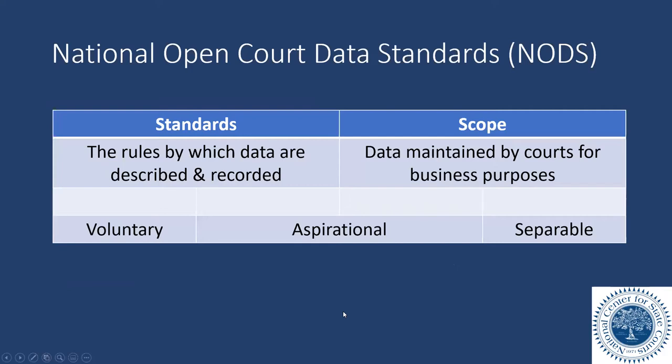So when we're talking about standards, we're talking about the rules by which data are described and recorded. The scope of the NODS project is the data maintained by courts for business purposes. So it's not asking courts to collect any additional data. It is what is already necessary for business purposes. To be clear, though, the standards are voluntary. They are aspirational. No court is already collecting all of the data elements in NODS, and they're separable. So courts can choose to adopt the national open court data standards in some areas, but they don't have to adopt them in all areas.